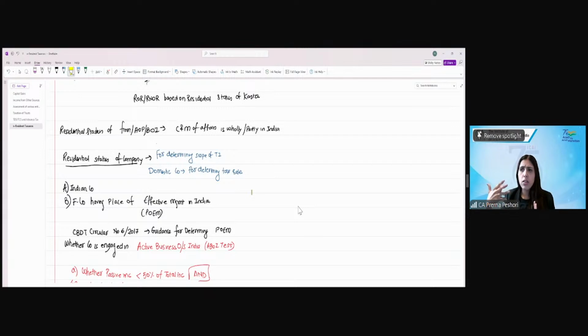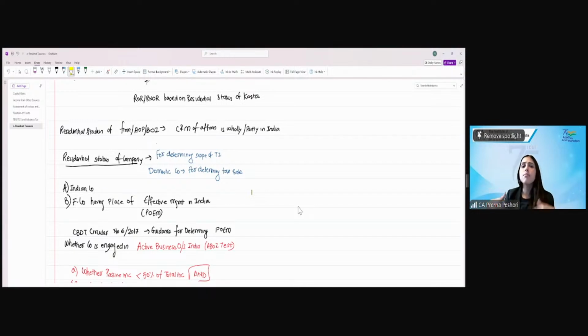Now, theoretically, this is a word that you will have to remember, but this is not at all theoretical. What is the exact essence of this test? What is the exact purpose of bringing this word active business outside India? So first, let's understand. What do we mean by active business? Active business means the main activity, the ordinary activity where it is conducted, whether it is in a foreign country or in Indian country.